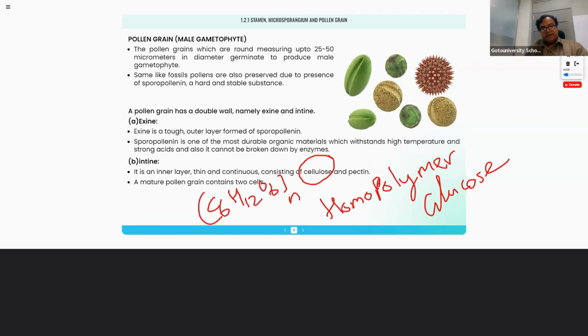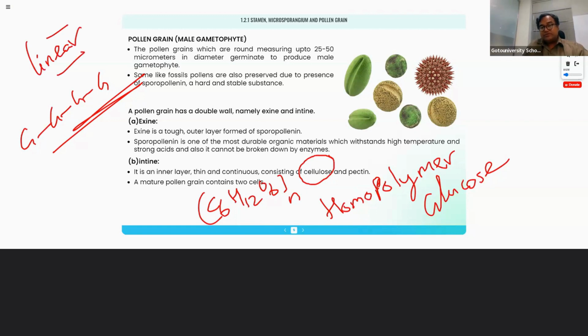It is made up of a linear glucose chain. It is not made up of a branched glucose chain, right? So in the CBSE board exam, they'll say exine or intine, where you are observing the linear glucose chain, like this they will ask. They will not say cellulose. We should be very careful in handling all these things, right?